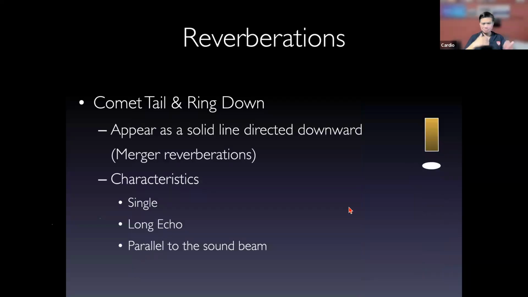Okay, so someone mentioned comet tail and ring down artifacts before. They often appear as a solid line directed downwards, otherwise known as merger reverberation. This characteristic is often single, a long echo parallel to the sound beam. So the idea is, rather than having two reflectors like the one before, called reverberation or multiple reverberation, the sound actually bounces between this structure, because there's a near field structure and a far field structure, and the sound beam just keeps bouncing inside, and then you create this long comet tail artifact.